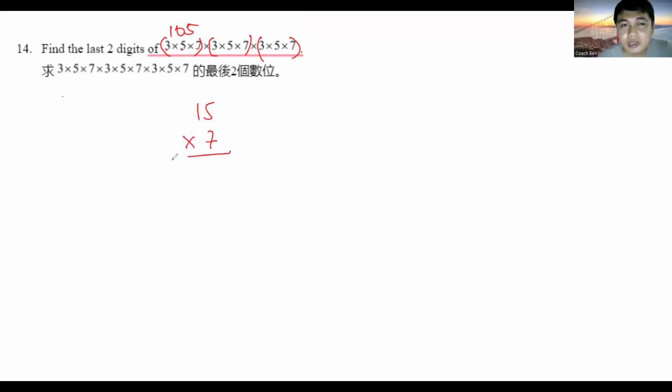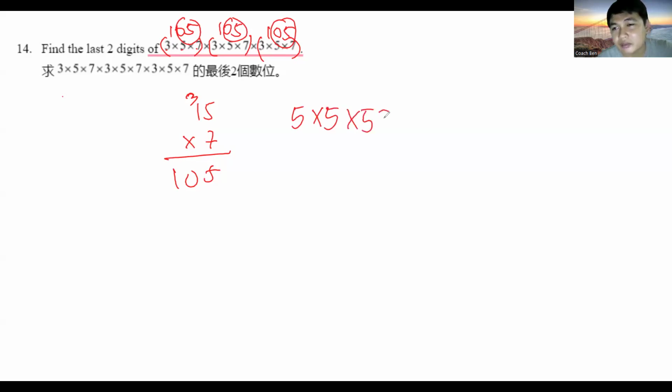So 3 times 5 times 7 is actually just 105, right? 15 times 7. Okay, that's 105. So 105, 105. The last 2 digits of each number is just 5. So we can just do 5 times 5 times 5, and that is 125. So the last 2 digits are going to be 25. Okay?